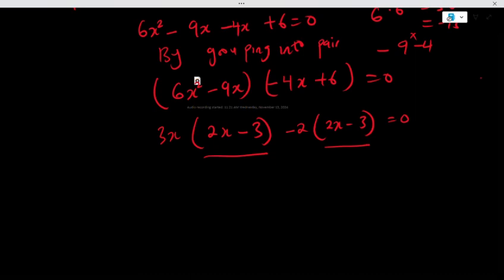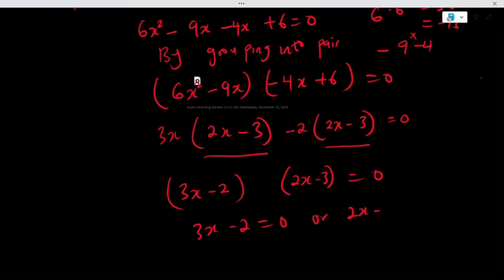Since they are the same thing, we take it at once. So 3x and minus 2 will come out. We now have 3x minus 2 first, since 2x minus 3 and this are the same thing, 2x minus 3 is equal to 0. So 3x minus 2 is equal to 0, or 2x minus 3 is equal to 0. From here we have 3x is equal to 0 plus 2. We take the constant term to the other side.